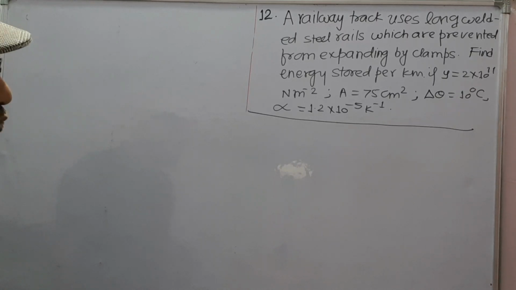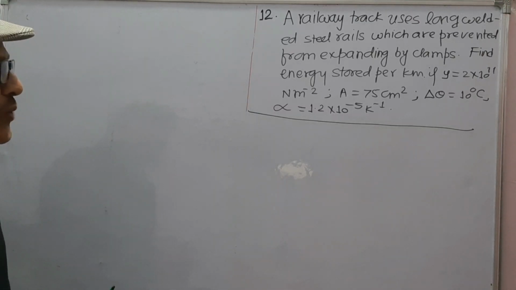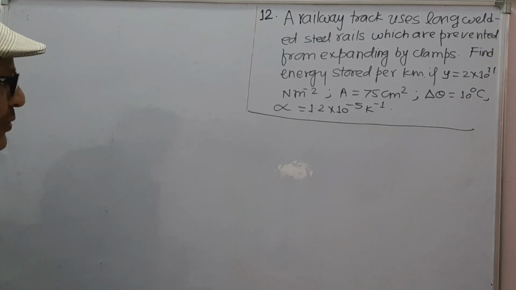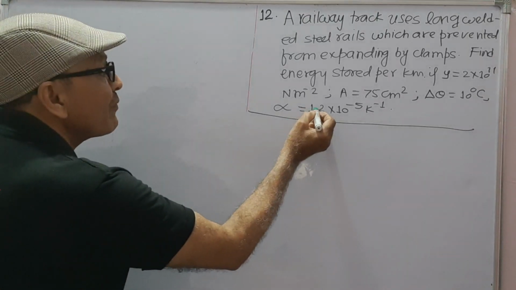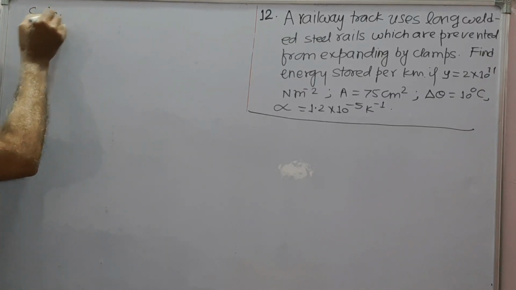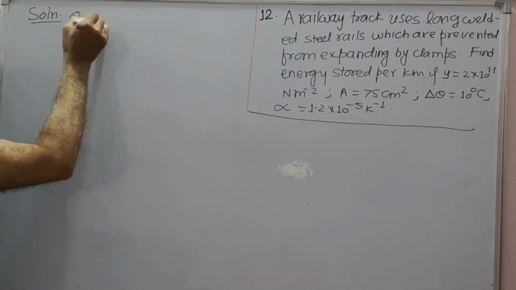A railway track uses long welded steel rails which are prevented from expanding by clamps. Find energy stored per kilometer if Young's modulus is 2 into 10 to power 11 Newton per meter square, cross section is 75 cm square, change in temperature is 10 degrees Celsius, and linear expansivity alpha is 1.2 into 10 to power minus 5 per Kelvin. So, solution to question 12.